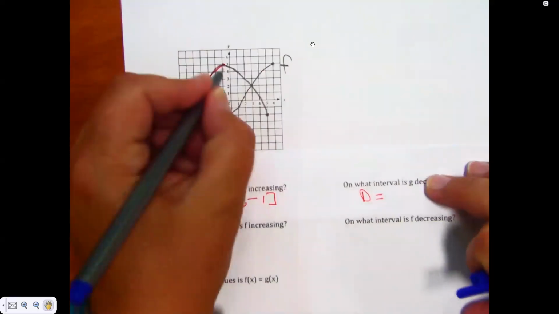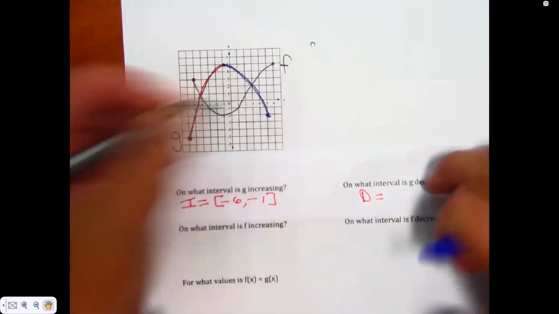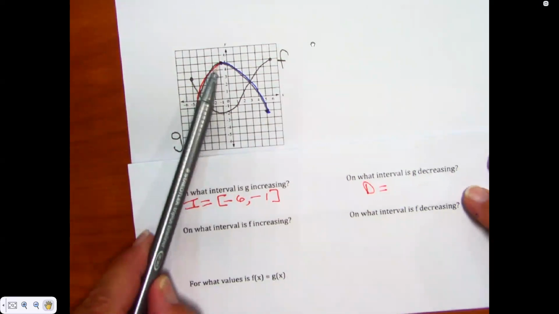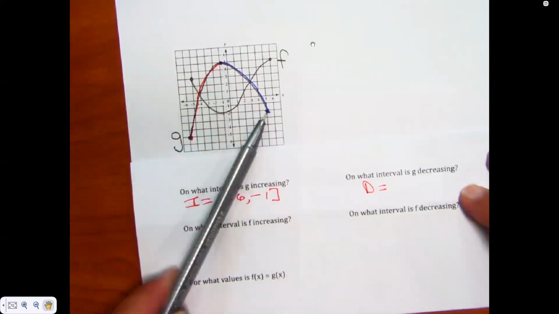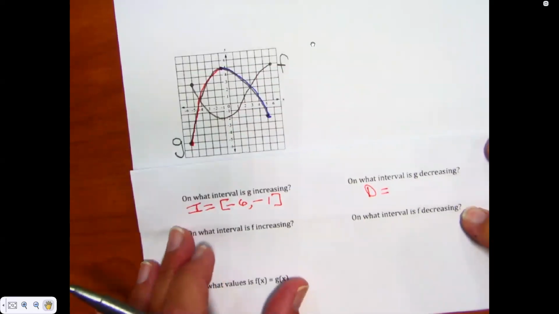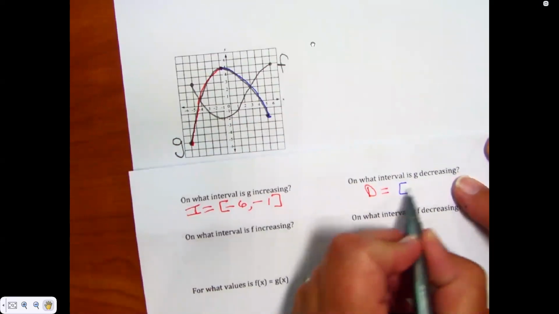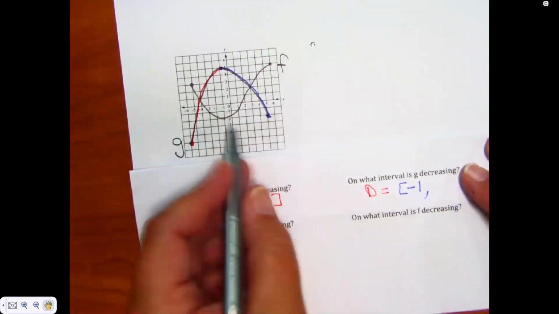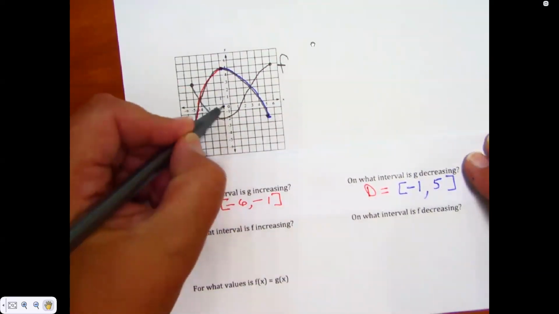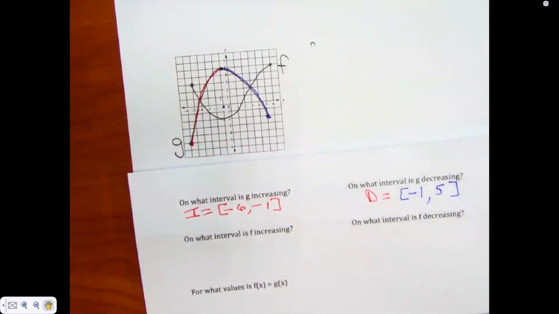Decreasing is from here. Do you see how it's going down the page? Going down the page is decreasing, but you have to state it left to right. So how are we going to answer that? We're not going to say 5 to negative 2, even though that's what our brain is thinking. And it does have to think that because that's what's going down. How are we going to state it? It is negative 1 to 5. Have to state it left to right.